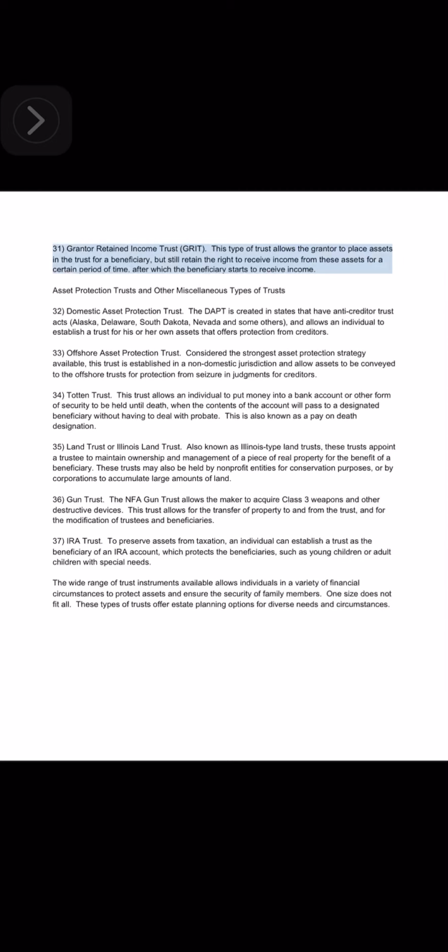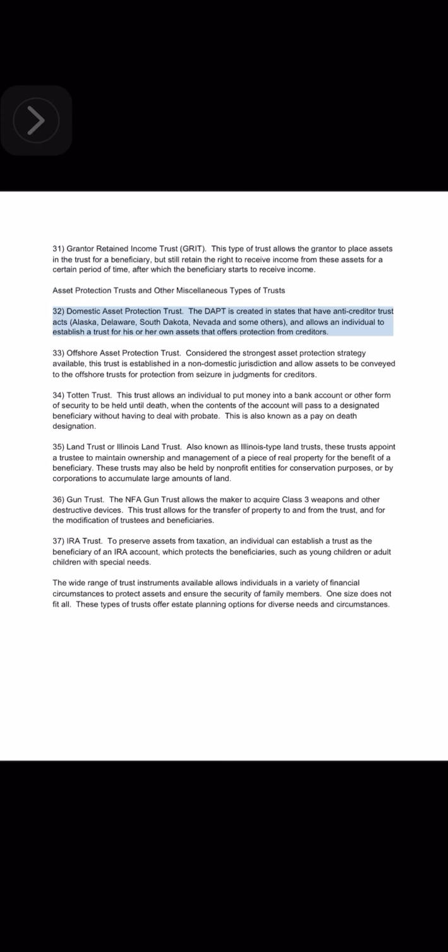This type of trust allows the grantor to place assets in the trust for a beneficiary, but still retain the right to receive income from these assets for a certain period of time, after which the beneficiary starts to receive income. Asset Protection Trusts and other miscellaneous types of trusts.